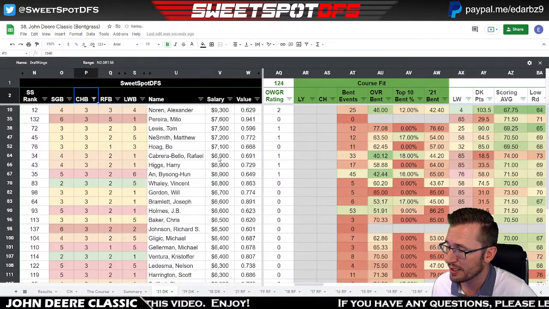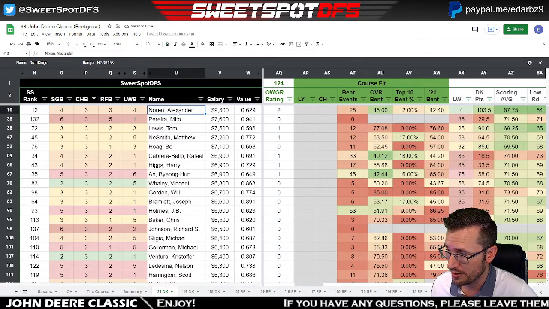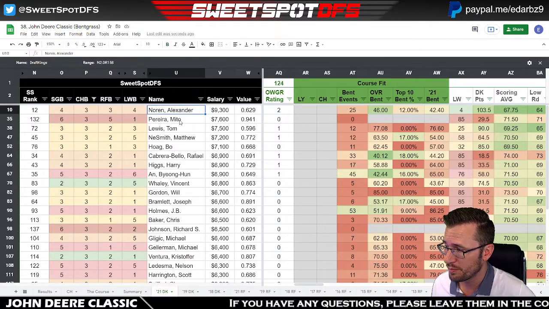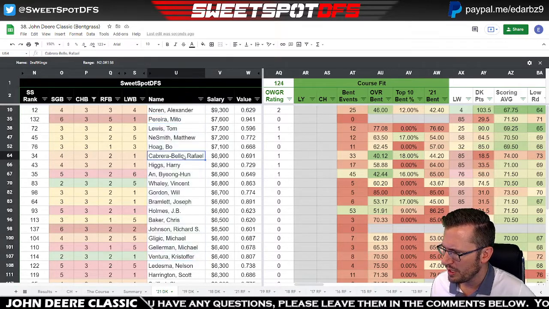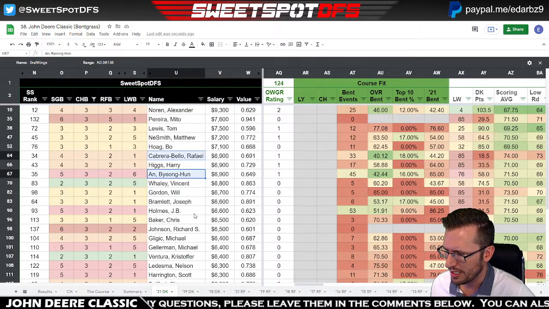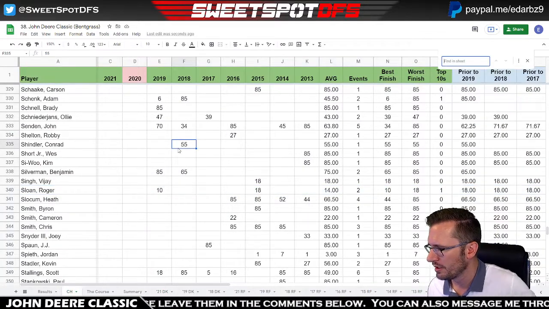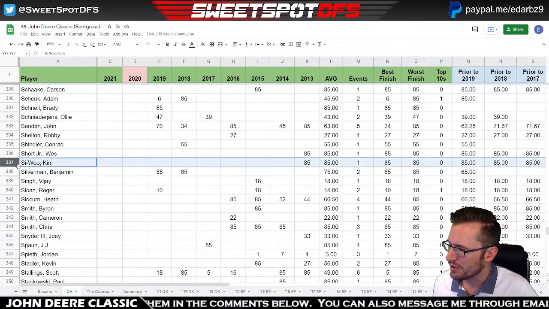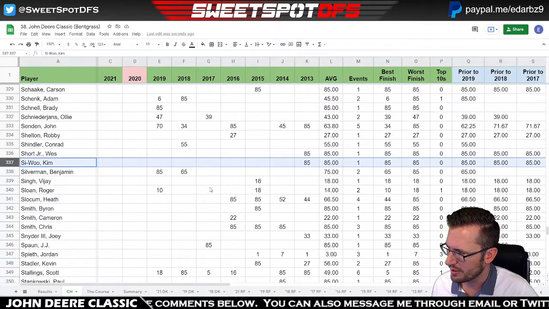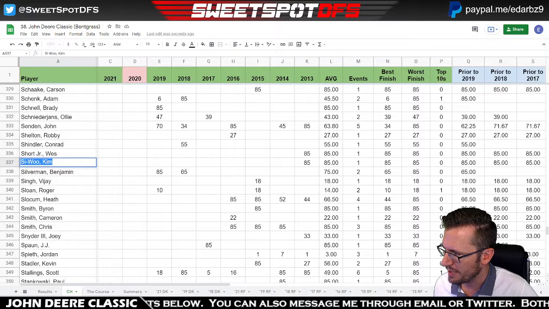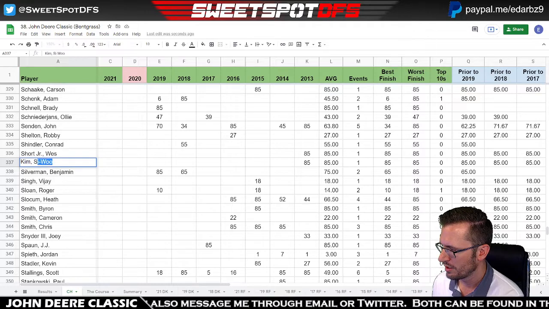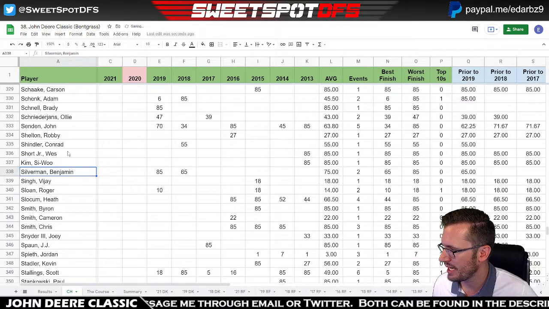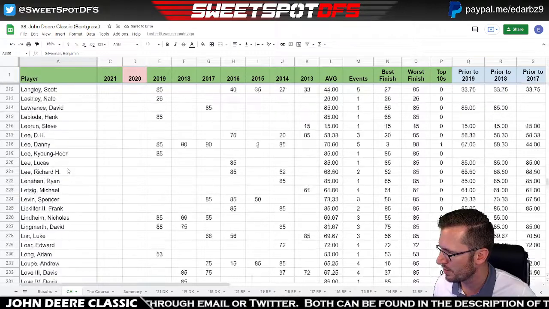Who are our top guys? Alex Noren is really the top guy. And then it drops pretty sharply into the 7K range. Weird to see RCB never playing this, or even Byung-Hun An. That almost does not seem real. I wonder. So the John Deere Classic was one of those tournaments that I started doing a long time ago, and some of the names are going to be weird. So I hope that isn't the case. That'd be very disappointing.